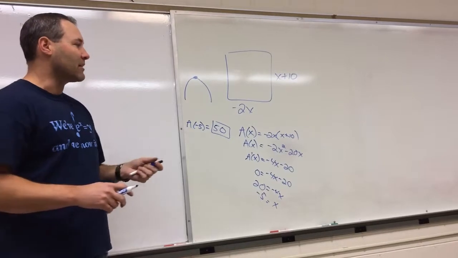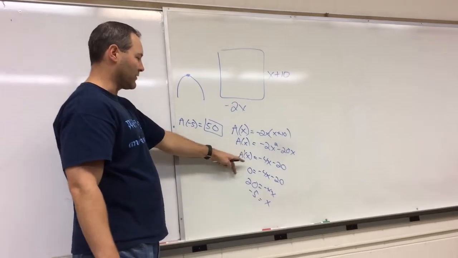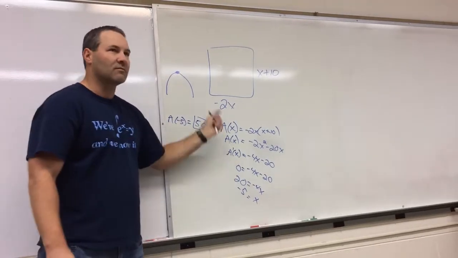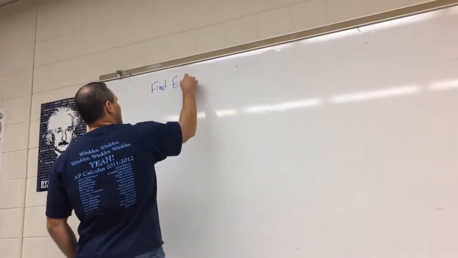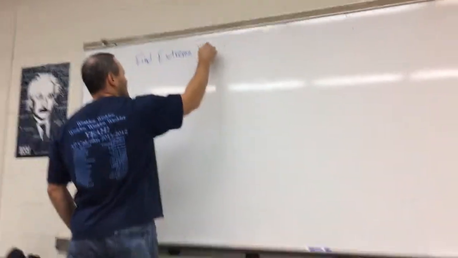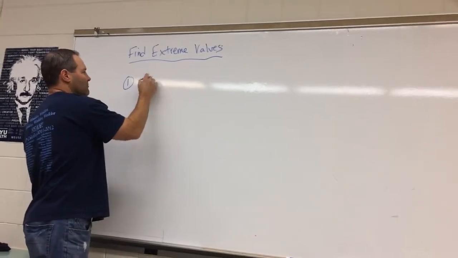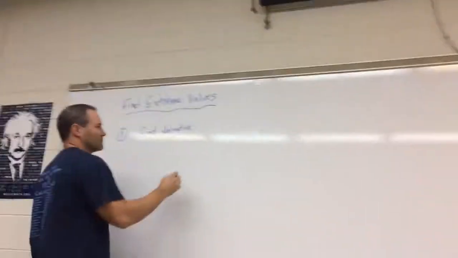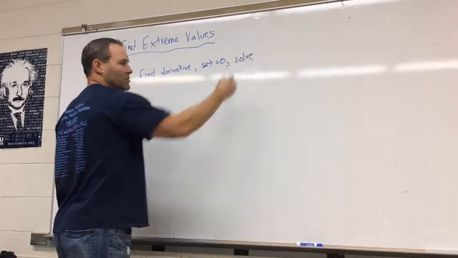Okay, so that's very fundamental. It's a nice, easy derivative, but the process is you'd want to find where the derivative is 0 because that's where it peaks, and then plug it into the original. Okay, so how do you find extreme values? Step 1 would be to find the derivative and set it equal to 0 and solve. That's kind of what we just did.